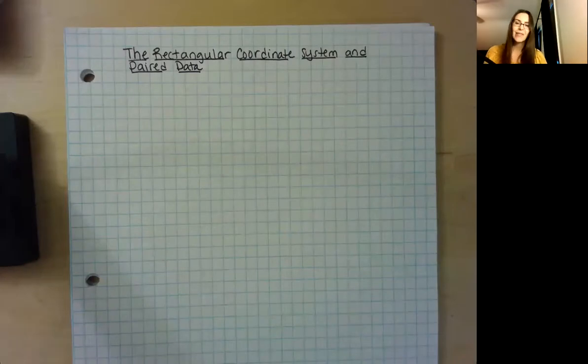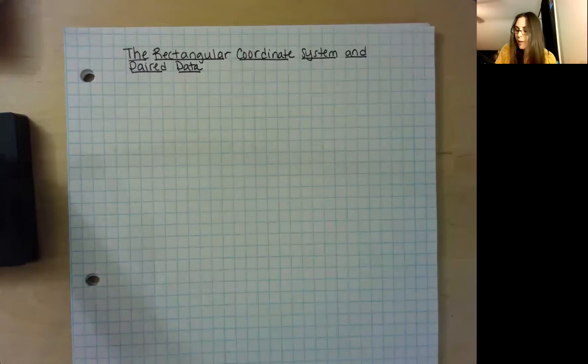Hi, everybody. Today we're going to talk about graphing, and particularly graphing with two variables, or at least in two dimensions. So what we're going to look at today is the rectangular coordinate system and paired data. Now, those are pretty heavy words, but they're really not as bad as they sound.